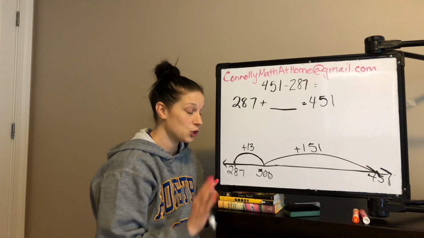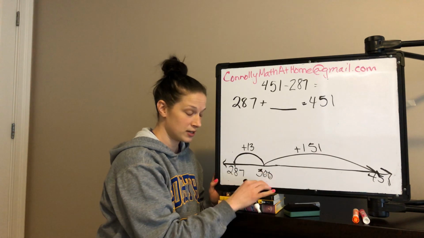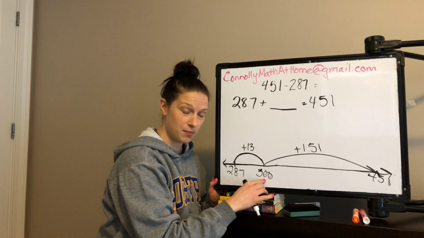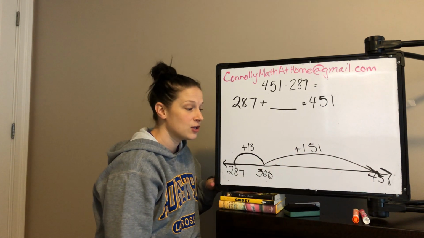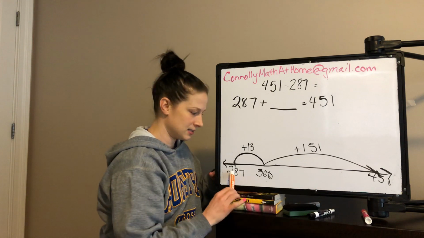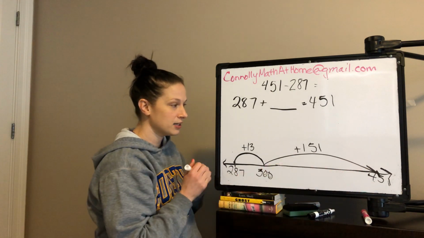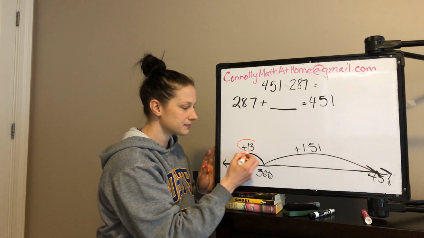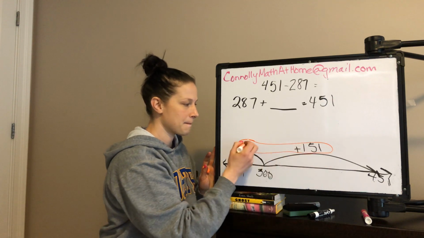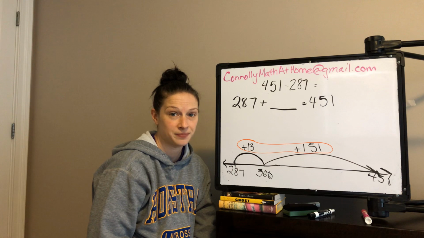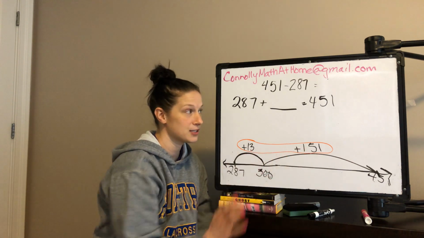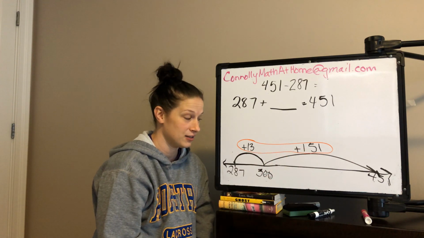I'm just going to take 2 steps. First step, jump to a landmark number. Second step, we know how much to add to get to 451. So what is the distance between 287 and 451? The distance between them is 164. 151 plus 13 is 164.